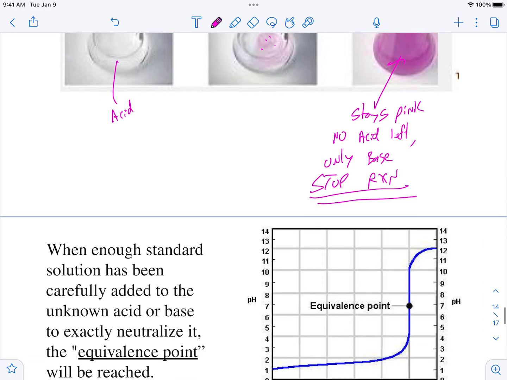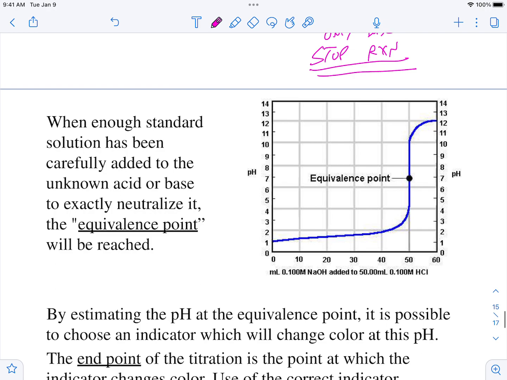All right, so a couple of other terms. The term equivalence point is the point when you've added exactly enough base to neutralize the acid, or in other words, it's when the moles of the acid equals the moles of the base. Don't worry too much about this graphic. We used to go more in depth with this graphic, but we're not going to really even bring it up.